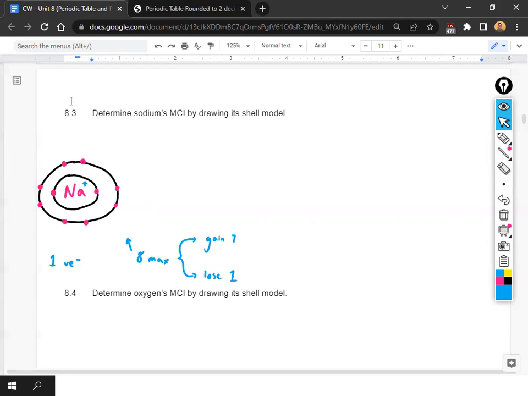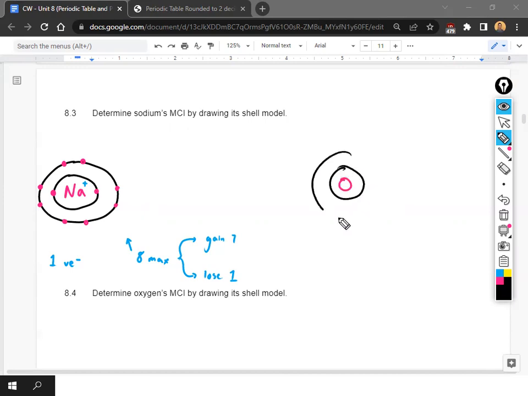Okay. Easy peasy. Okay, let's do oxygen. Actually, we'll do it together and we'll move on together. So oxygen is going to have 2 shells, so 1, 2. And then it is going to have 6 valence electrons: 1, 2, 3, 4, 5, 6. The valence shell can hold 8 max. So the options that we have are it can either gain 2 or it can lose 6.